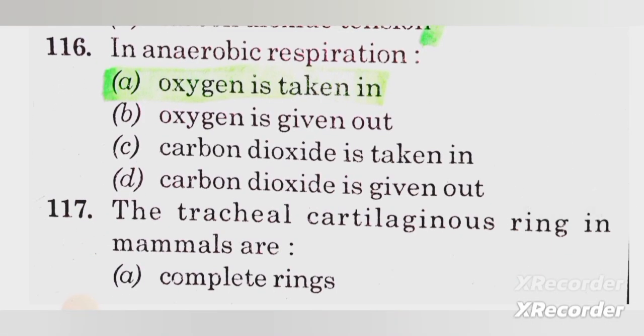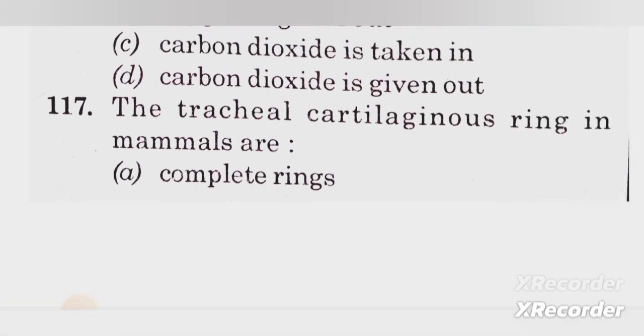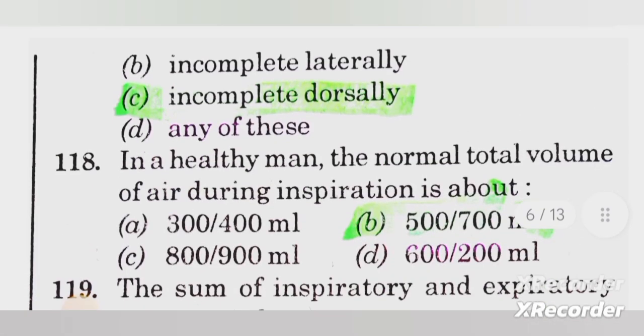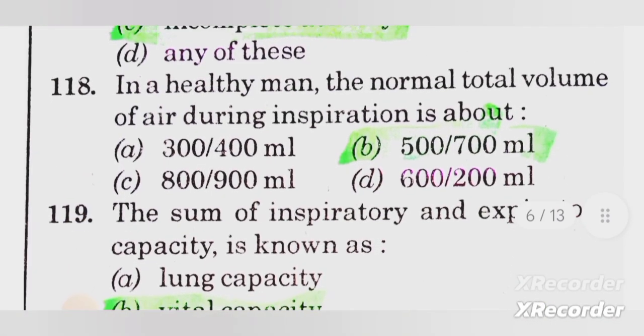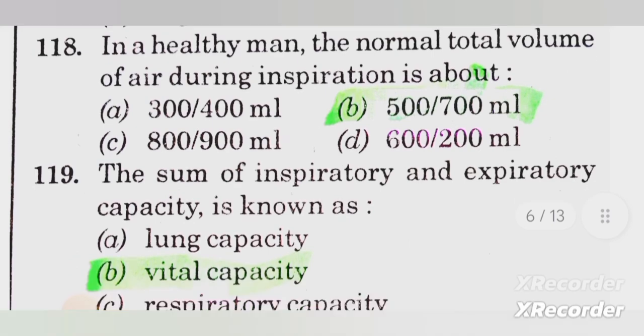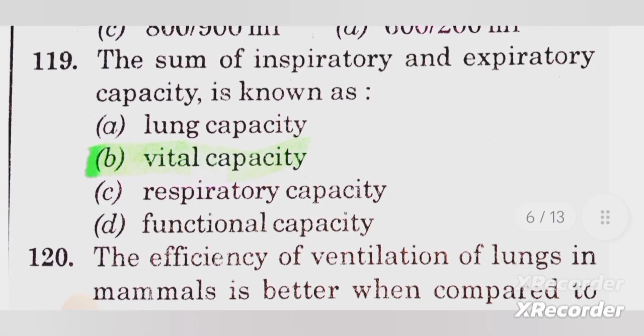Next, 116. In anaerobic respiration, Answer A. Oxygen is taken in. Next, 117. The tracheal cartilaginous rings in mammals are: Answer C. Incomplete dorsally. Next, 118. In a healthy man, the normal total volume of air during inspiration is about: Answer B. 500 to 700 ml. 119. The sum of inspiratory and expiratory capacity is known as: Answer B. Vital capacity.